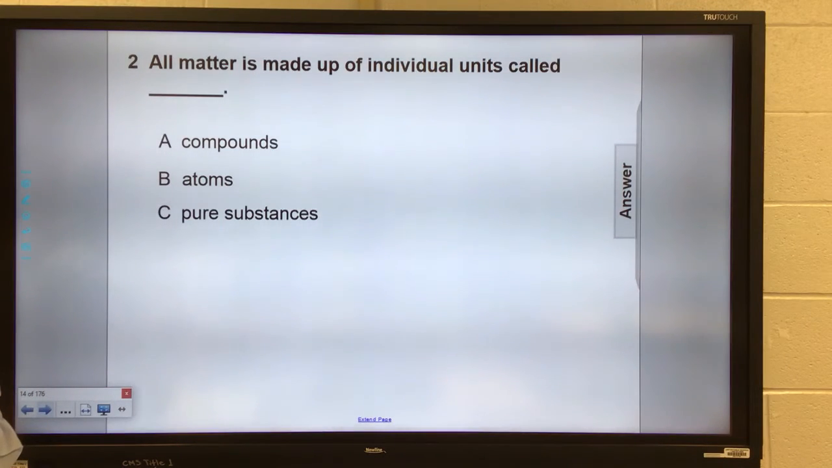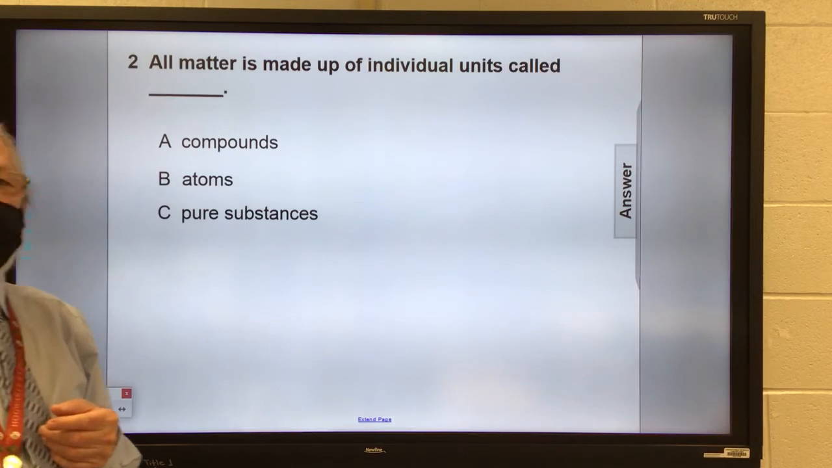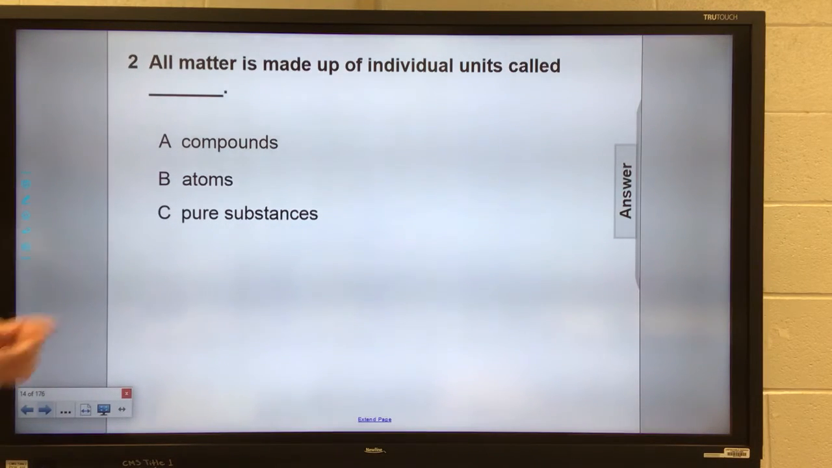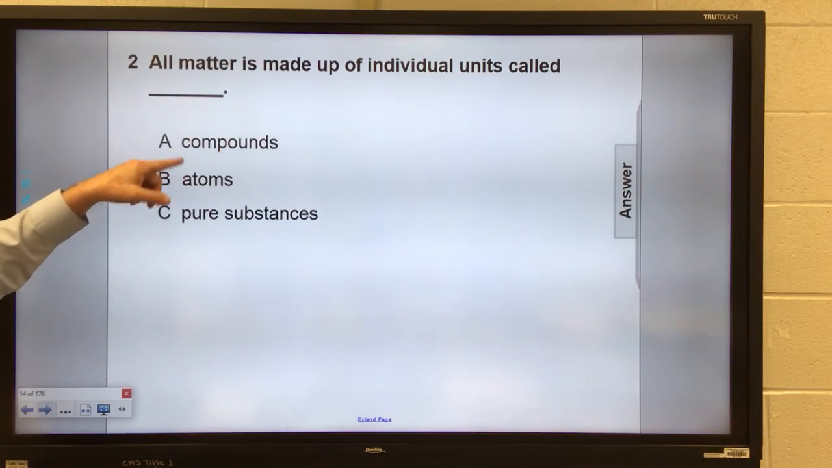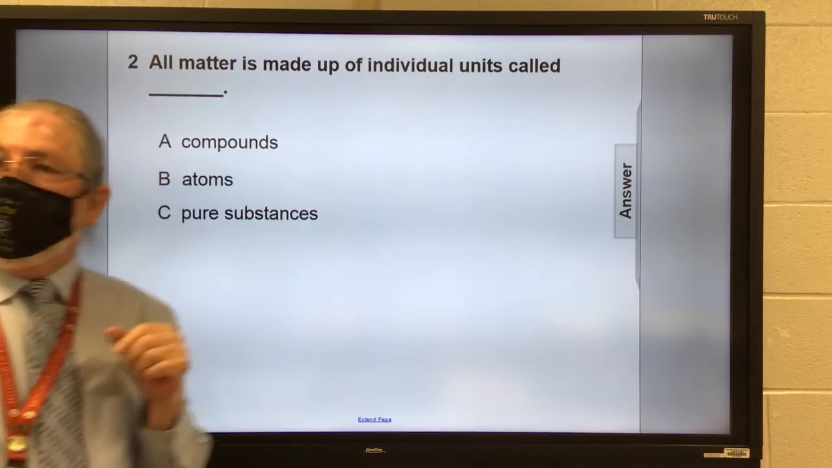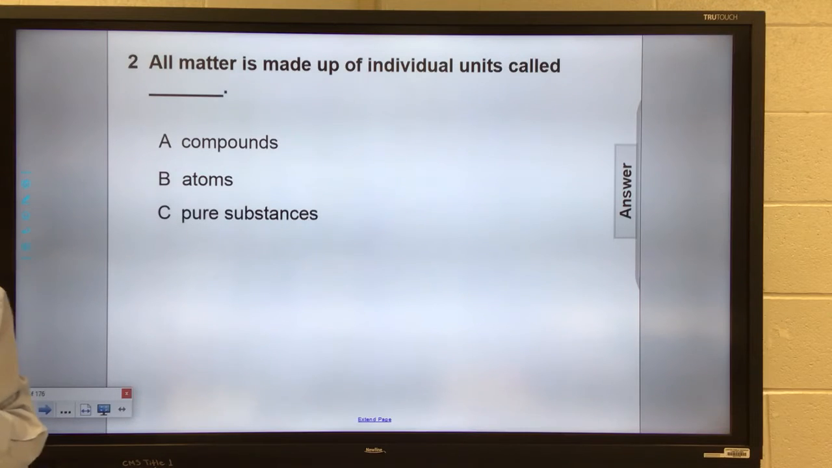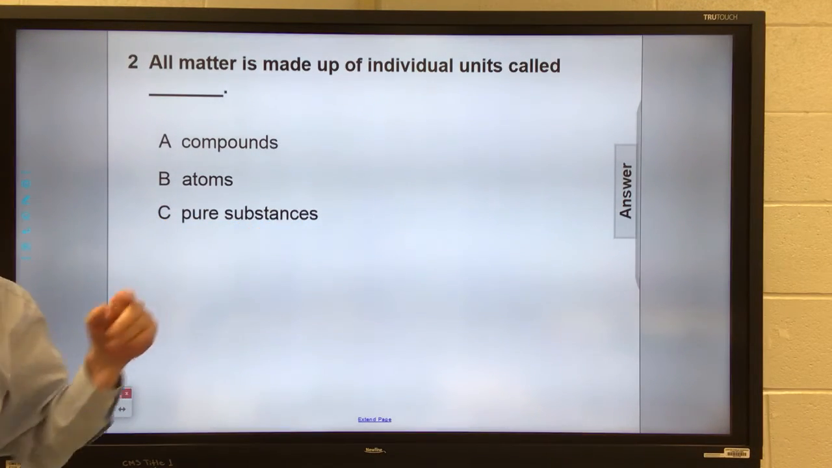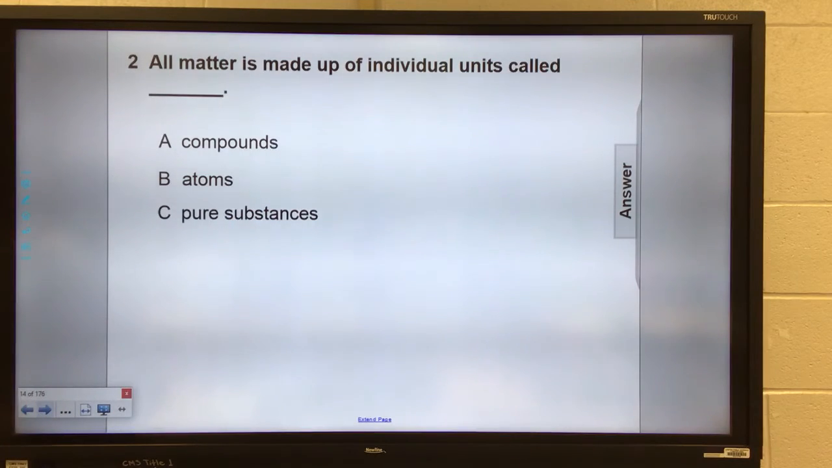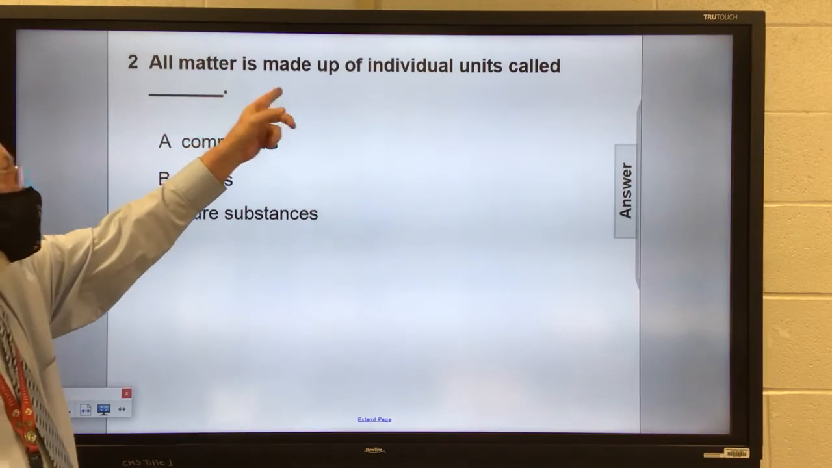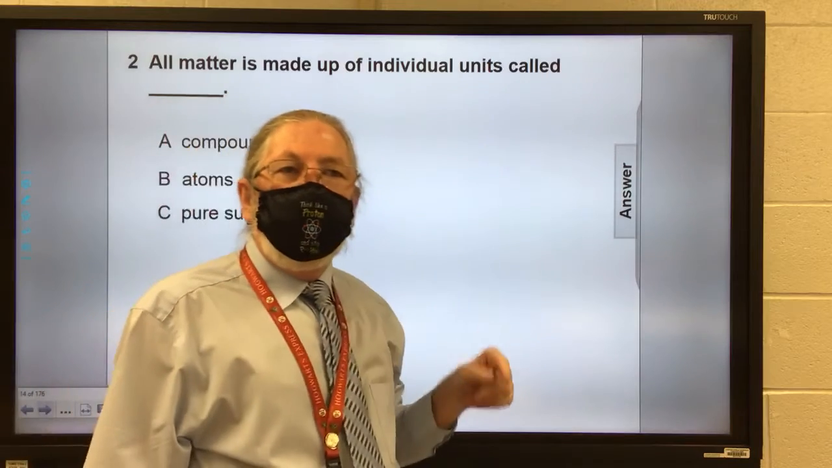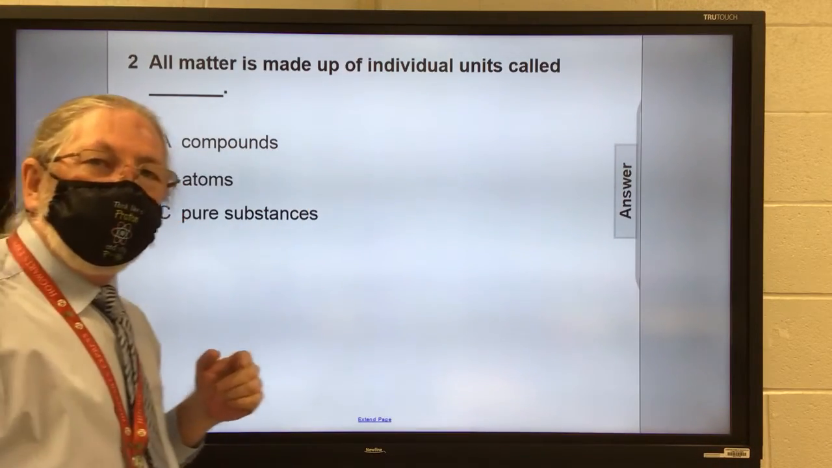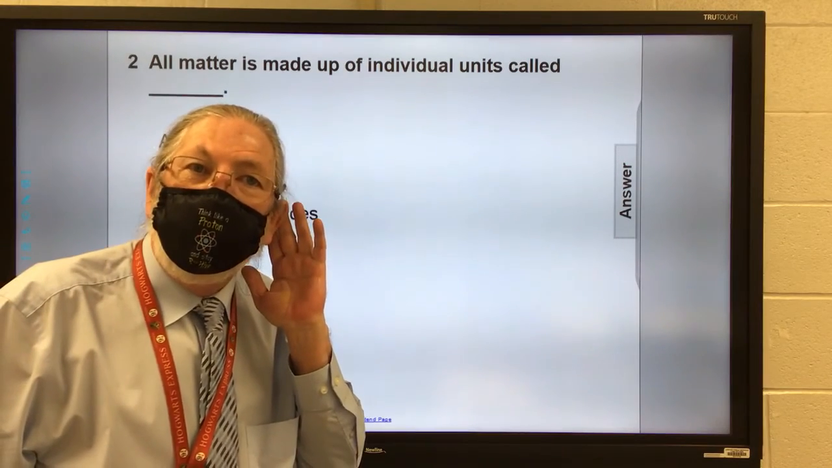It's okay to be wrong, take a guess. Adams. Okay, atoms, what do you say, Sarah? All matter is made up of individual units called compounds, atoms, or pure substances. What do you say? C, which would be pure substances. What do you say, Jaden? B. All matter is made up of individual units, there's your hint, called what? Compounds, atoms, or pure substances? What do you say? Atoms.